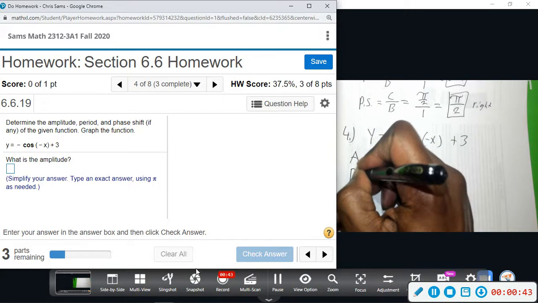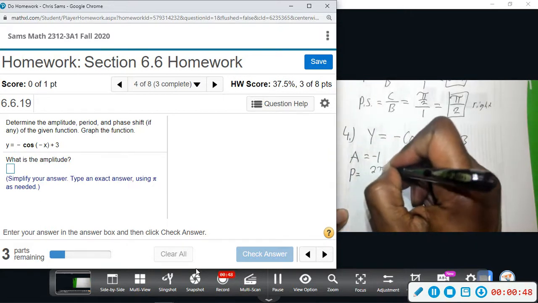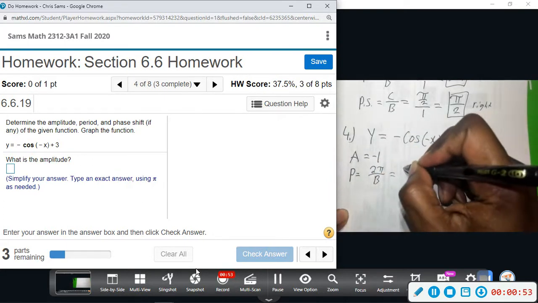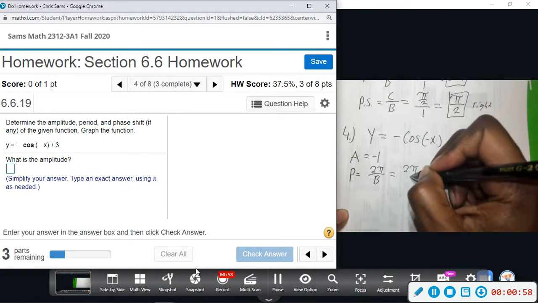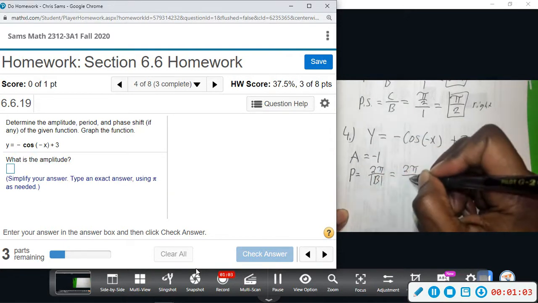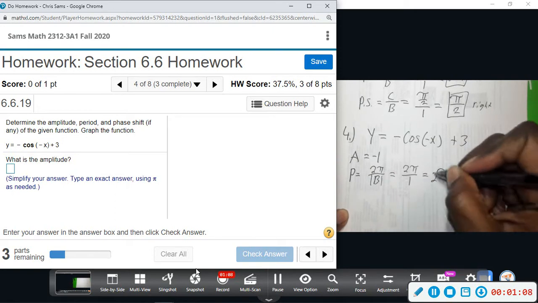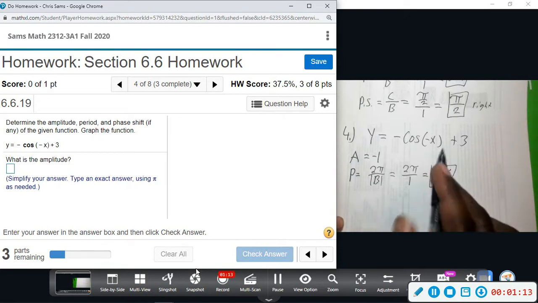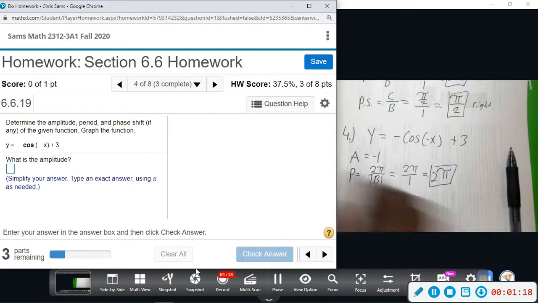The period is 2 pi divided by b. B is negative 1. So 2 pi, I think it's the absolute value of b. I don't think they consider the period to be negative. I'm pretty sure it's like this. But it'll be 1. So the period will still be 2 pi. Okay. I'll have to go back and check. Phase shift, there's none. And then there is a vertical shift of 3 if they ask that part.